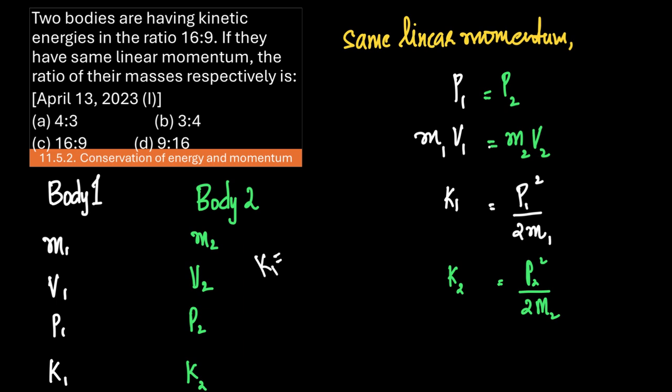Also, k1 is half m v1 square, or in other words it can be written as p square by 2m, right? Because kinetic energy is p square by 2m, and kinetic energy 1 is p1 square by 2m1. Similarly, k2 would be p2 square by 2m2.